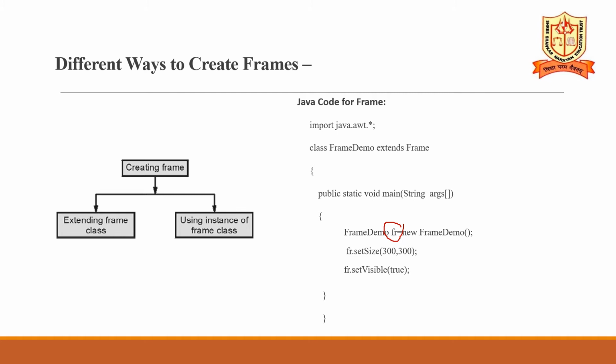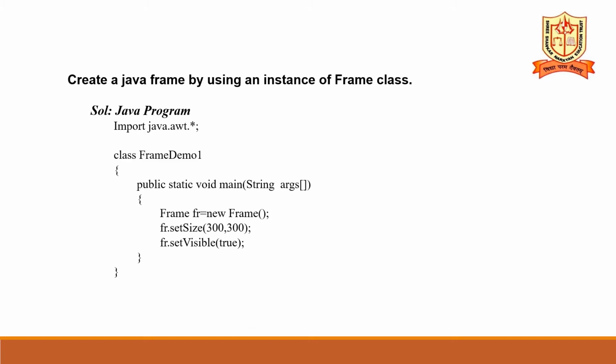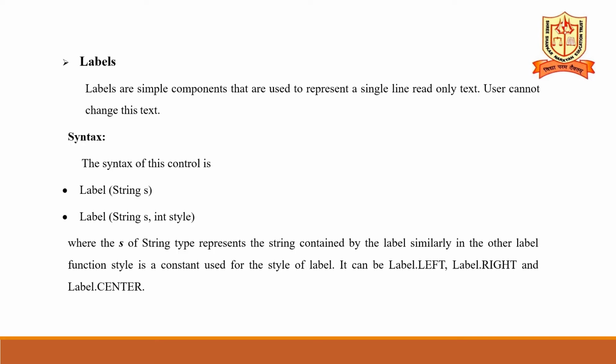And then the next step is to make the frame visible, that is setVisible(true). Unless you make setVisible true, you cannot see the frame. The second way is by using an instance of the Frame class. Here, in class FrameDemo public static void main, we directly create the object of the frame and set size and set visible true.